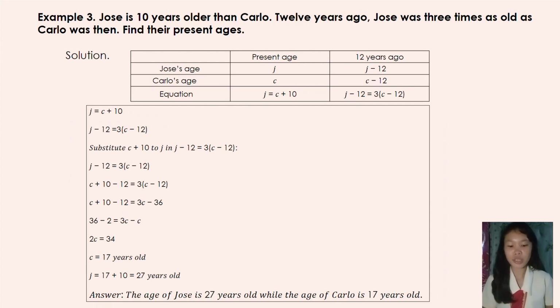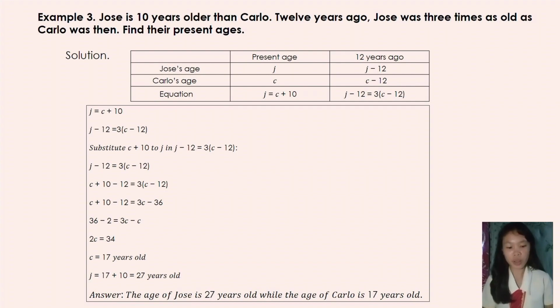Jose is 10 years older than Carlo. 12 years ago, Jose was 3 times as old as Carlo was then. Find their present ages. So there is also a table. So Jose's present age is represented by letter J, and Carlos' present age is represented by letter C. And the equation for their present ages is represented by J is equals to C plus 10.